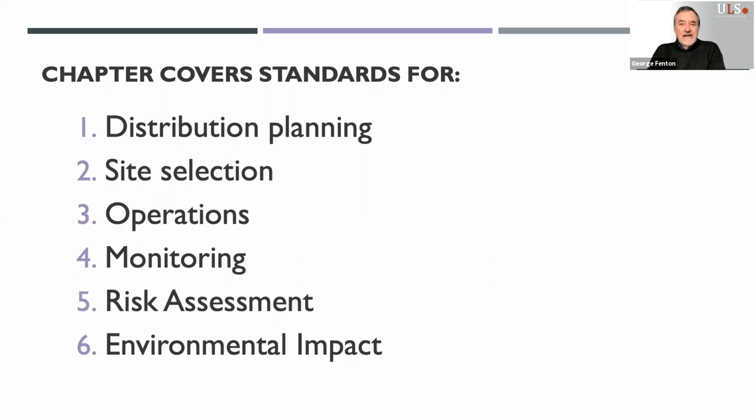The distribution chapter in ULS covers 6 standards for distribution planning, site selection, operations, monitoring, risk assessment, and environmental impact.